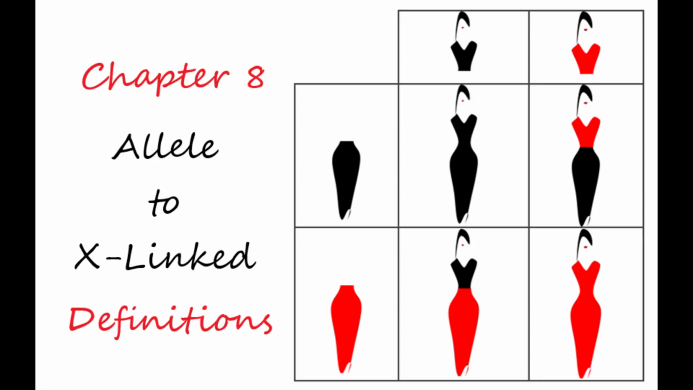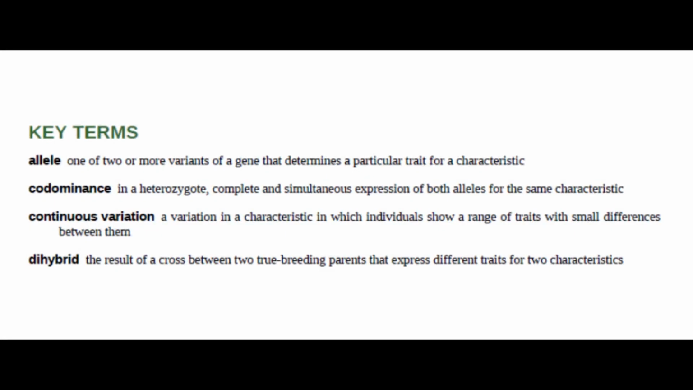Let us review some key terms on patterns of inheritance. Allele. One of two or more variants of a gene that determines a particular trait for a characteristic. Codominance. In a heterozygote, complete and simultaneous expression of both alleles for the same characteristic. Continuous variation. A variation in a characteristic in which the individuals show a range of traits with small differences between them.